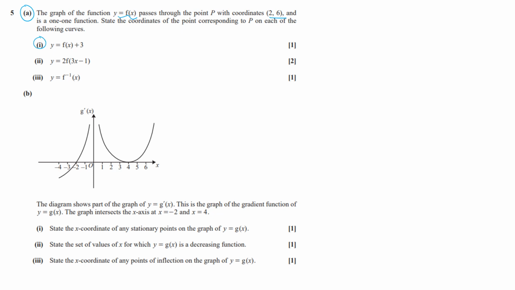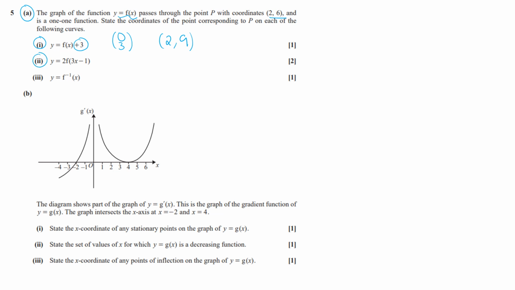So for part 1, just an add 3 on the outside. Before you plot 2, 6, we're going to add 3 to the y coordinate. So that's going to be a translation of 0, 3. So the coordinate will go to 2, 9, just adding 3 to that y coordinate.